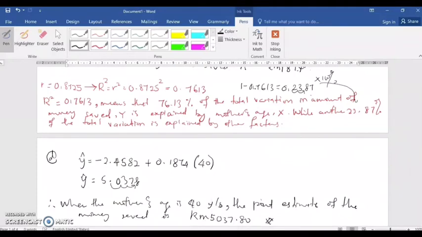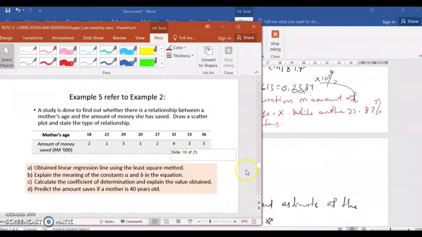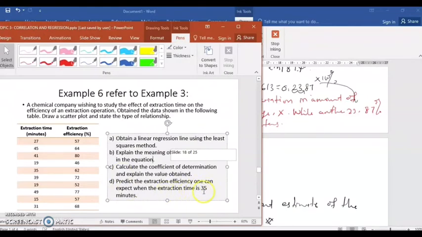Okay, so the next one is based on our question. The next question, example 6. So you go to example 3. This one is similar data from example 3, and the equation is still the same. Obtain the linear regression line, explain the meaning, calculate the coefficient of determination and explain the value, and then predict the extraction efficiency when the extraction time is 5 minutes.